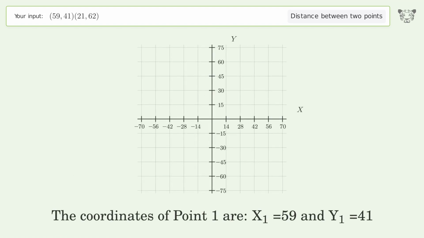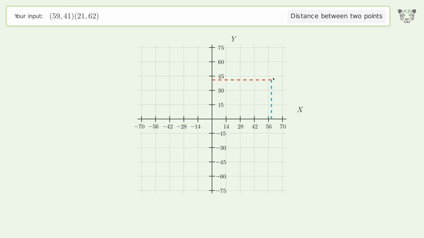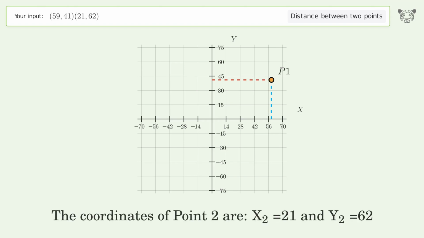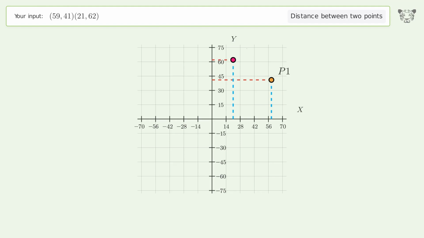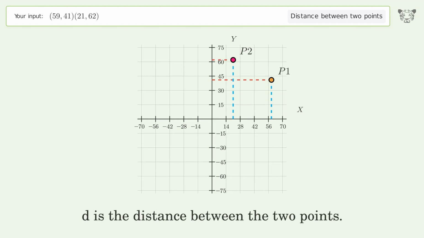The coordinates of point 1 are x1 equals 59 and y1 equals 41. The coordinates of point 2 are x2 equals 21 and y2 equals 62. D is the distance between the 2 points.